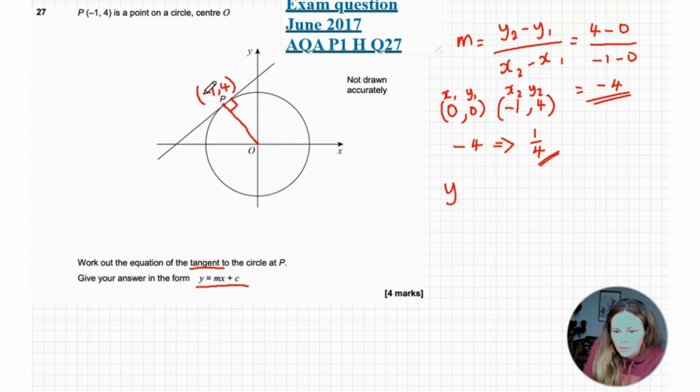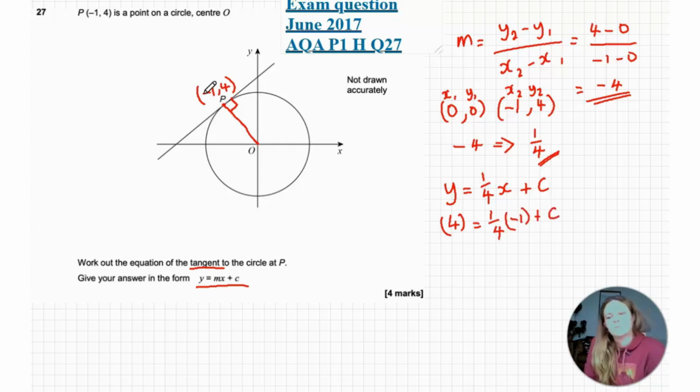So now what do we know? We've got y equals 1/4, which is our m value, x, plus c. We still don't know what the y-intercept is. So we're going to have to use y is 4, so that's our subbed in value, and we know it's 1/4, the gradient, and then we know that x is -1, and we don't know c yet. So what we're going to do is work all this out.